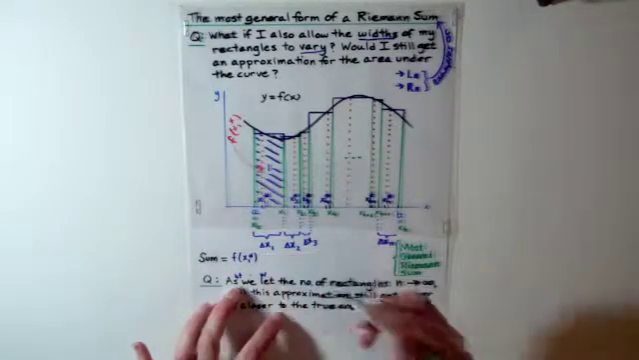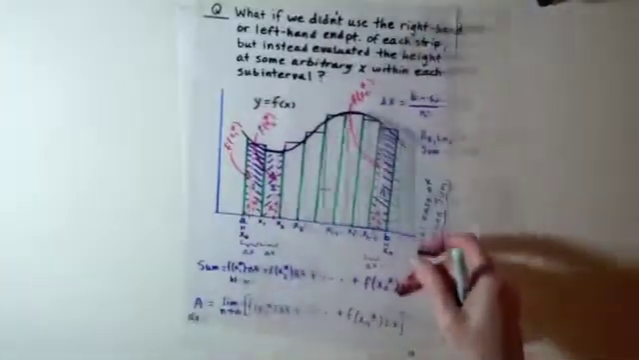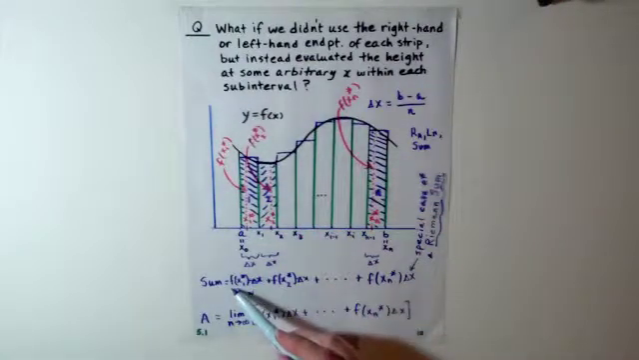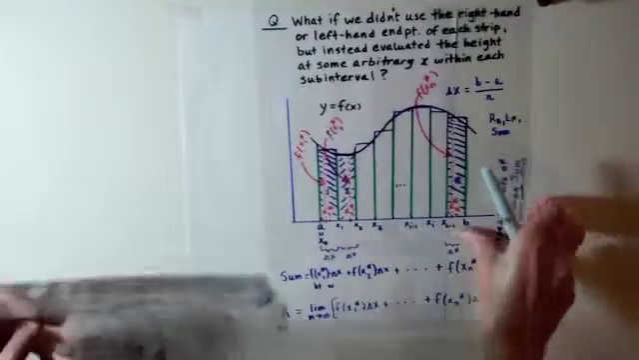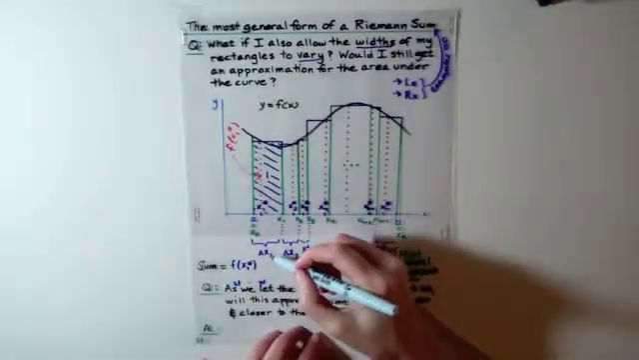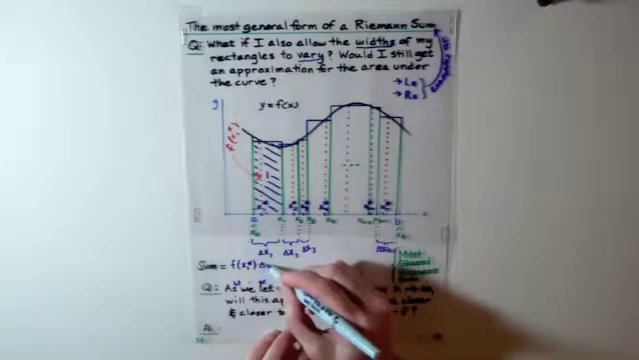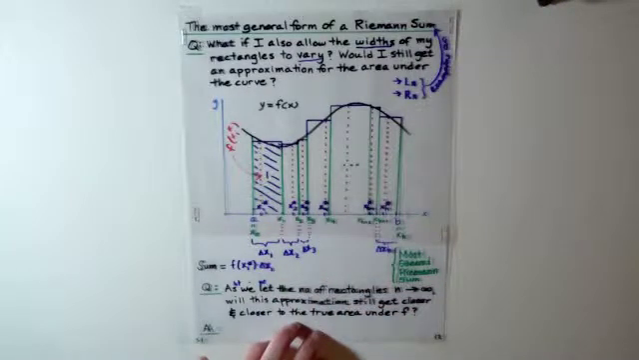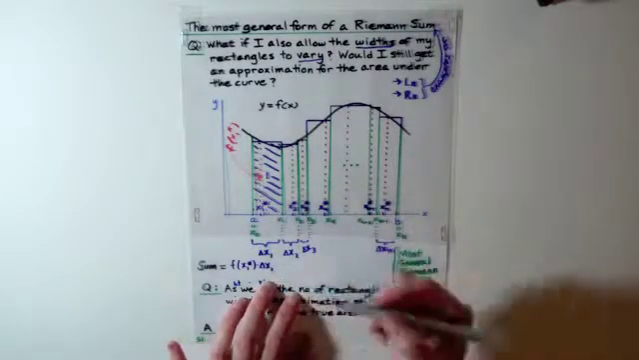Just like in our general picture that we had 2 pages ago, where we chose an intermediate x1 star value, and the height of our first rectangle was f of x1 star. The only thing that's different is that now the width of my rectangle is not delta x, it's delta x1. So the width of my rectangle could be different than the widths of the rectangles that come after it, so we call that delta x sub 1. It's just the width of the first rectangle.